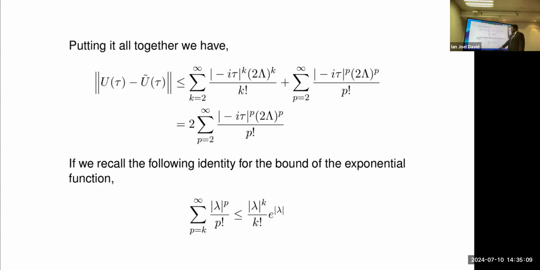If you have a sum going from p equals k to infinity of the absolute value of lambda to the power p, where lambda is just some complex number or scalar, this is bounded above by the absolute value of lambda to the power k, where k is the number that the index p starts from, multiplied by e to the power of the absolute value of lambda.